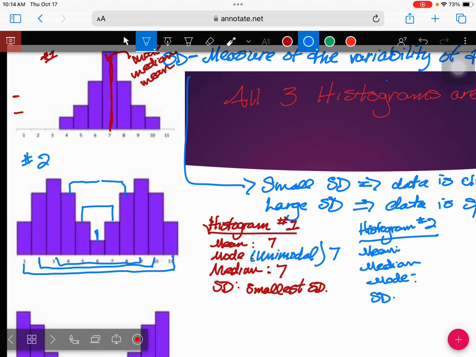If they have the same number on both sides and the same heights, does that help you at all? Teresa, what do you think the mean might be? Help your fellow table mate out. The mean, the average for histogram number 2.